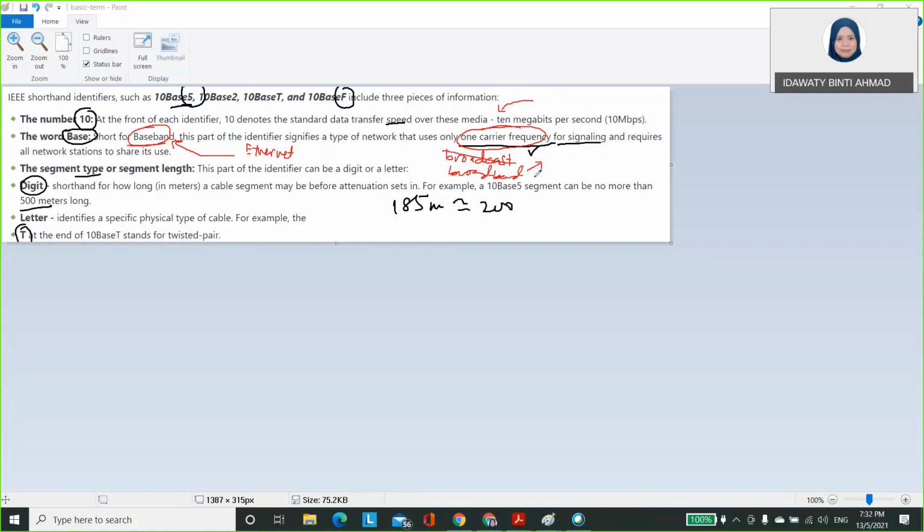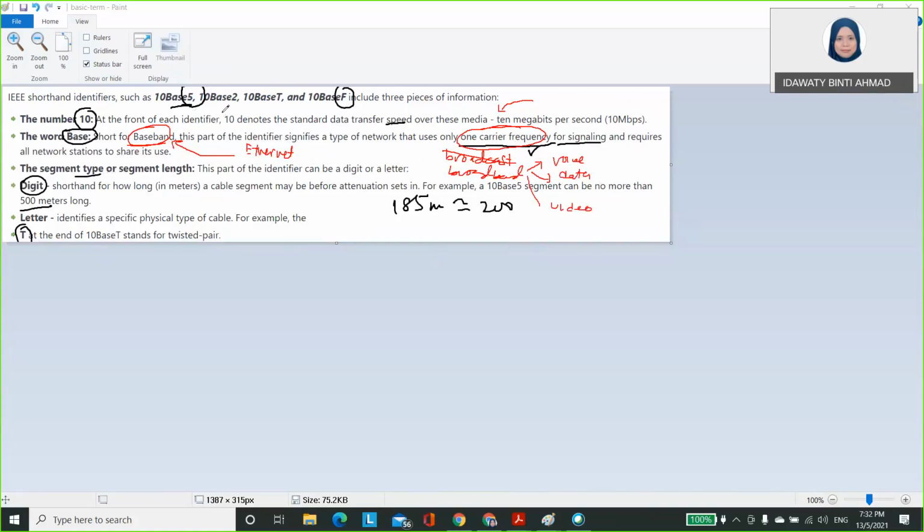You can transmit multiple frequency signals that you can send in one cable. So you can have a voice frequency, and you can also have normal data frequency, or you can also have video frequency. But in Ethernet, they only use one carrier frequency. That is what it means by baseband here.